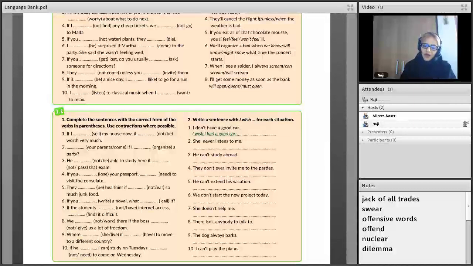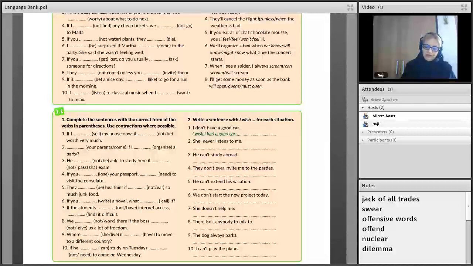If I sold my house now, it wouldn't be worth very much. We are talking about conditional type 2, hypothetical imaginary situations. Worth here means cost. Actually, worth here is an adjective. It means that it won't be very good for me. I won't make a profit if I sold my house now.